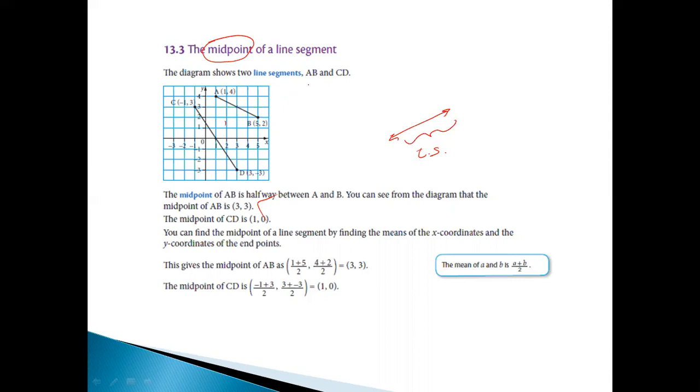The diagram shows two line segments, AB and CD. So we have two straight lines, or two line segments, one of them AB and the second one CD. And of course they have some values on a grid, the values of x and y. If you remember, the first value was x and the second was y. For example, the point A is (1, 4). Am I right? Yes, the first value is always x, and the second one is y. And what is the point B? (5, 2). So the first value is x and the second value must be y. And CD you can follow the same way.